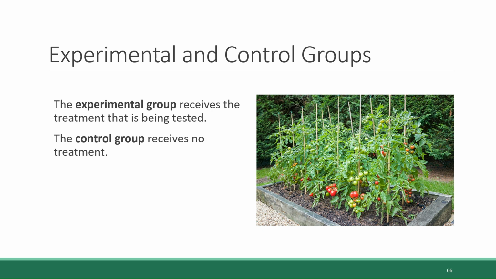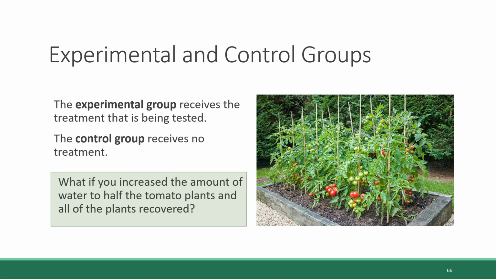The control group is very important because it allows you to say definitively whether the treatment being tested on the experimental group is the cause of any changes. For example, what if you increase the amount of water to half of the tomato plants, but all the plants recovered? That would tell you that it wasn't actually the water that made a difference. It must have been some other factor, because even the control group recovered without a change in treatment. If the control group wasn't there, then you would probably conclude that it was the water that did the trick. But that conclusion would be incorrect. So this is the power and importance of including a control group when you are running an experiment and testing a hypothesis.